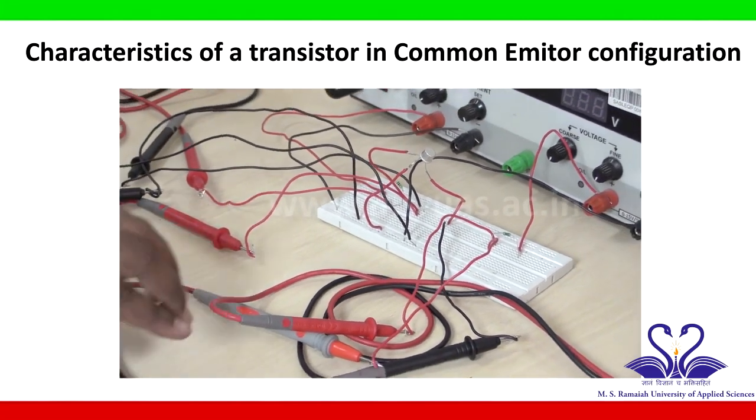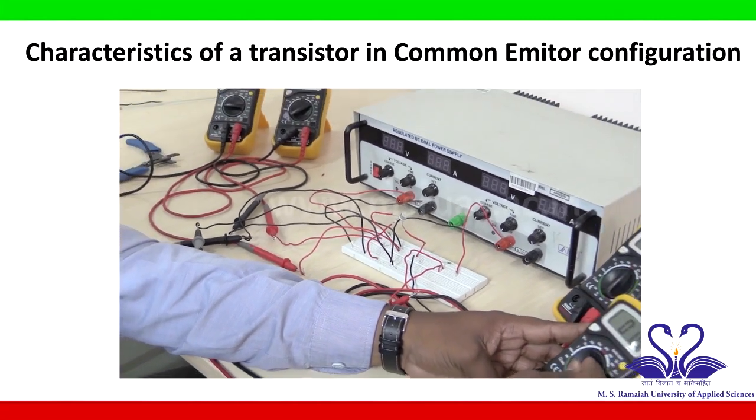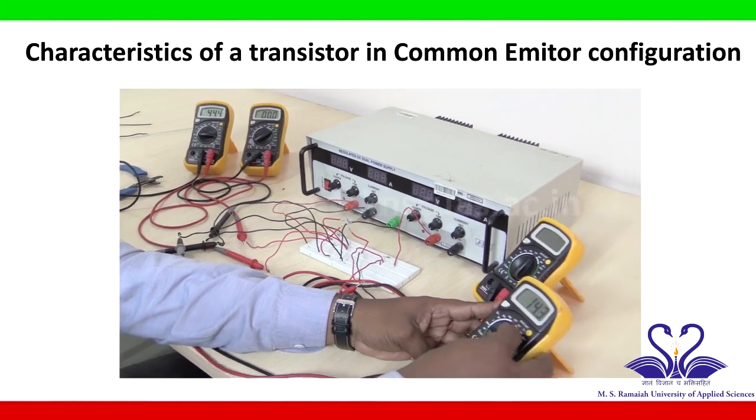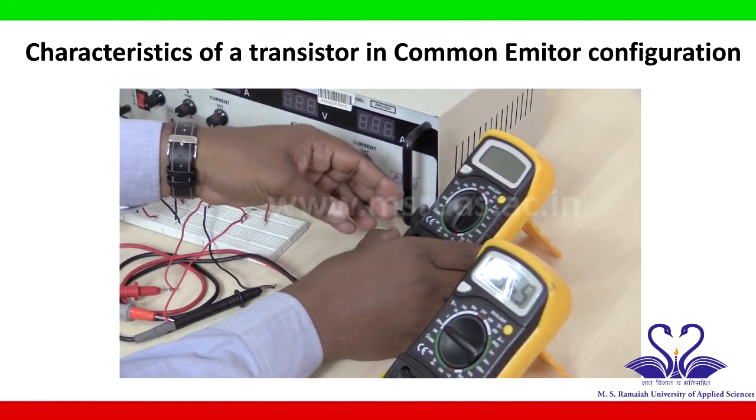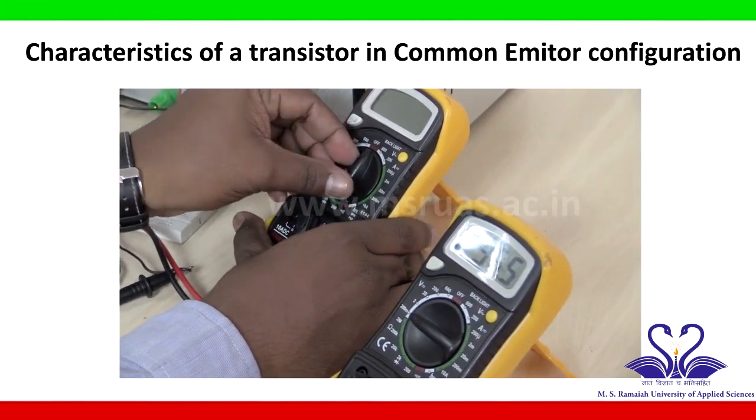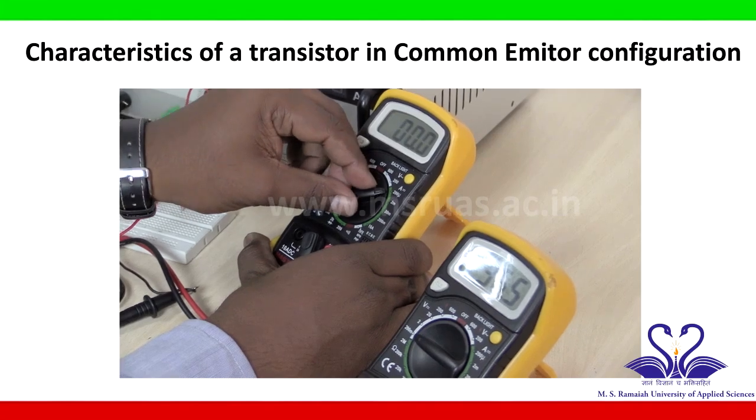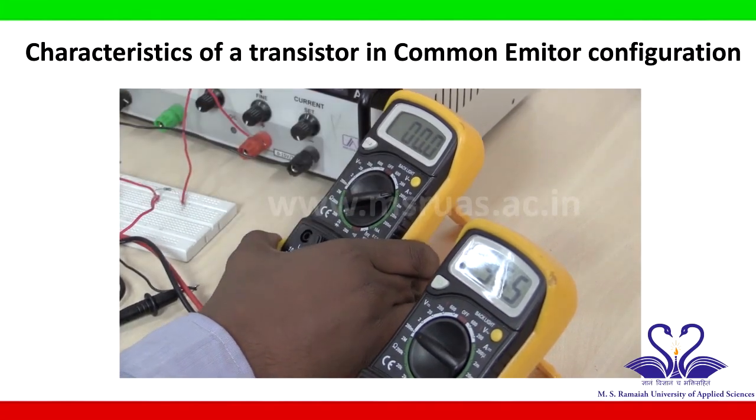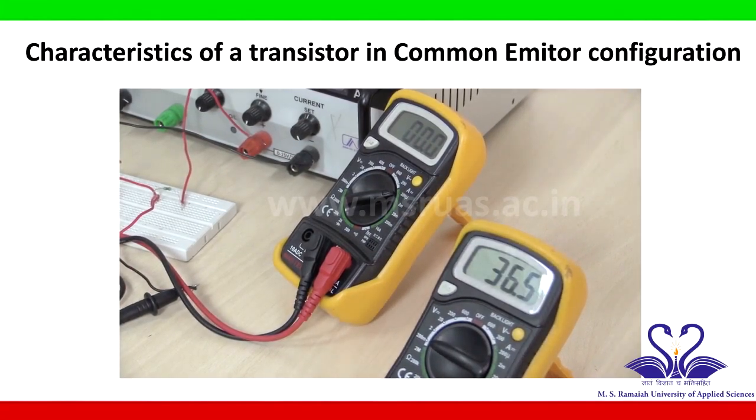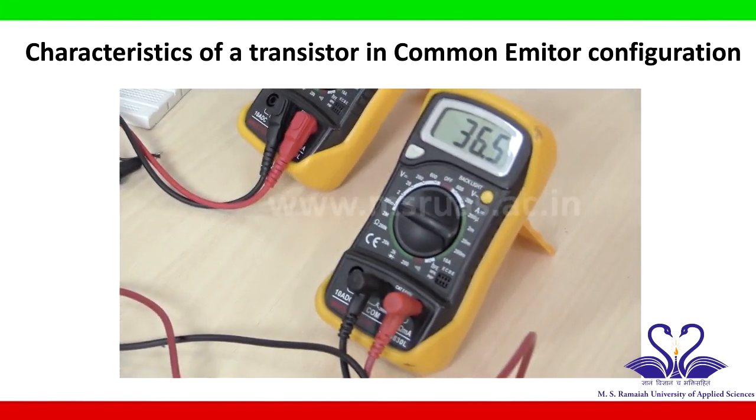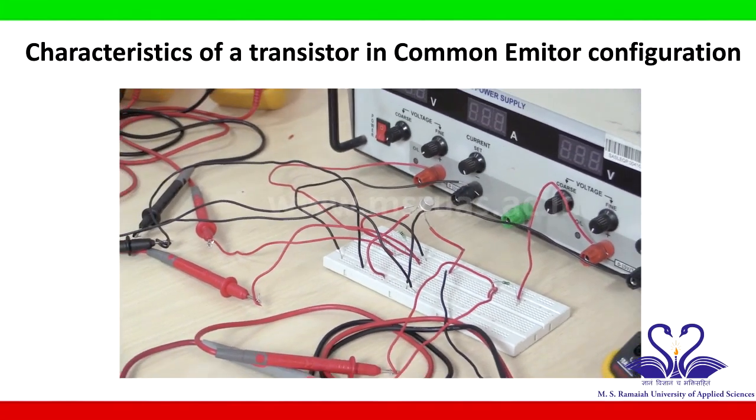As I told, this multimeter we are using as a voltmeter. So take it to the voltmeter position, keep the knob in the 200 millivolt position, and this multimeter is used as an ammeter. So bring this knob to the DC ammeter position, that is 200 micro. Now we have finished the circuit connection of a transistor in common emitter configuration.